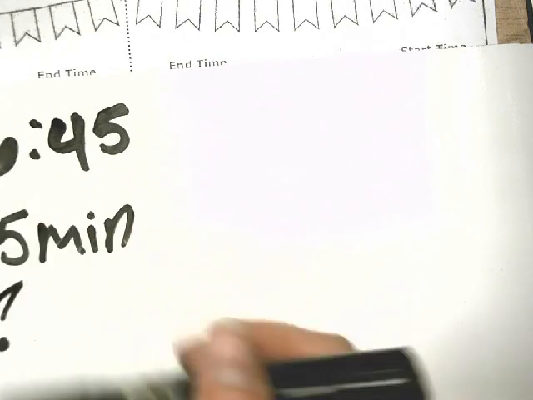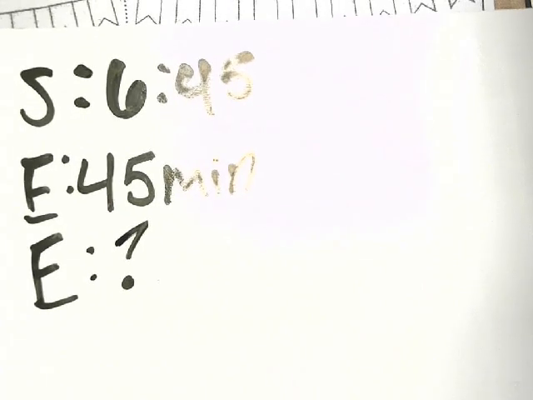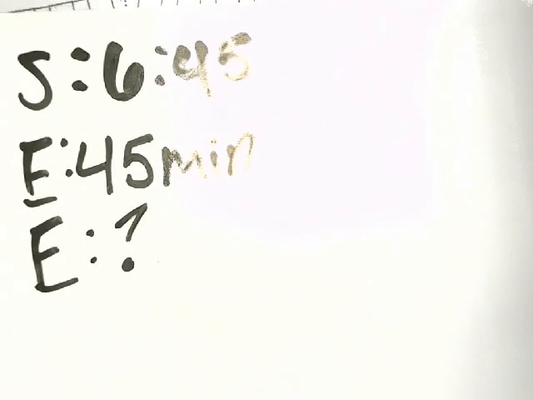So I wrote C up here. That is the strategy that the kids use for elapsed time. The S in C stands for your start time, which was 6:45. The middle E stands for our elapsed time, which in this problem was 45 minutes. And then the last E in C stands for our end time, which we did not have.